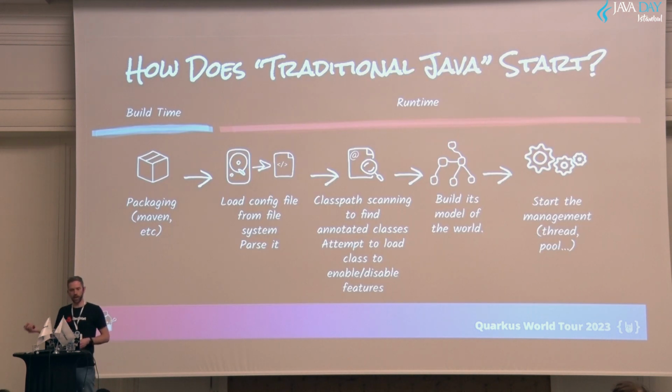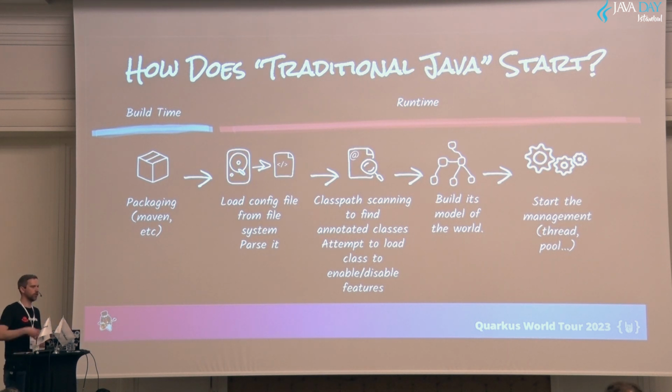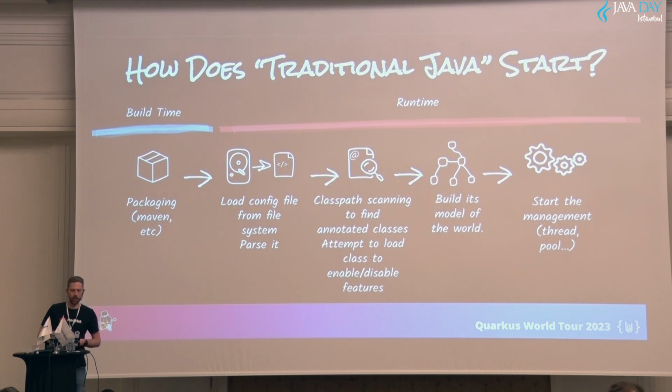So with traditional Java, the way it's packaged is you do your Maven package, Maven install, or Gradle, or whatever you're using. Then as your application starts up on the server, or as a separate runtime, it's going to load your configuration files from the file system. It's going to do classpath scanning for annotations and all that. And it's going to build its model of the world. It does all of that while it's starting up. And then, after all that's done, your application is actually running.